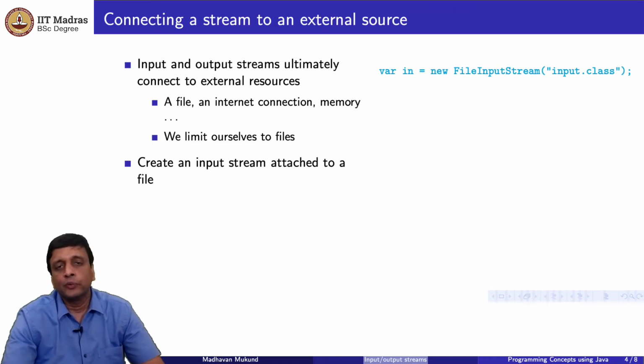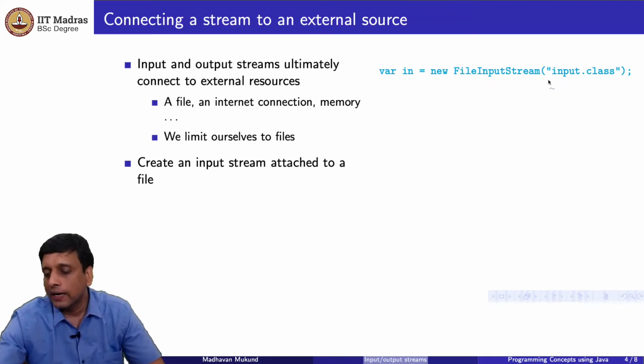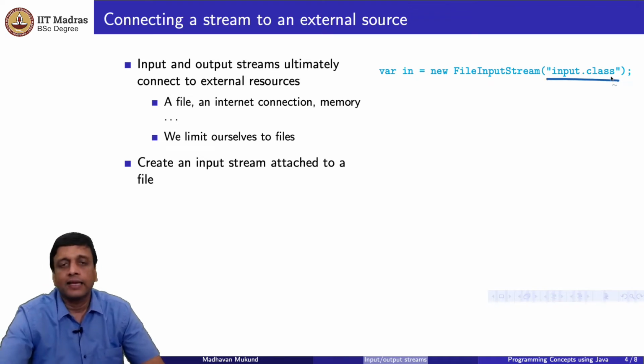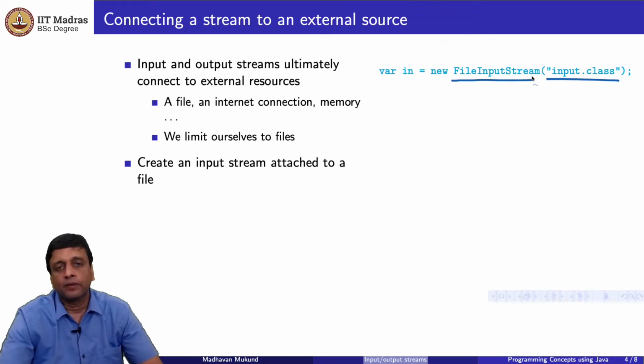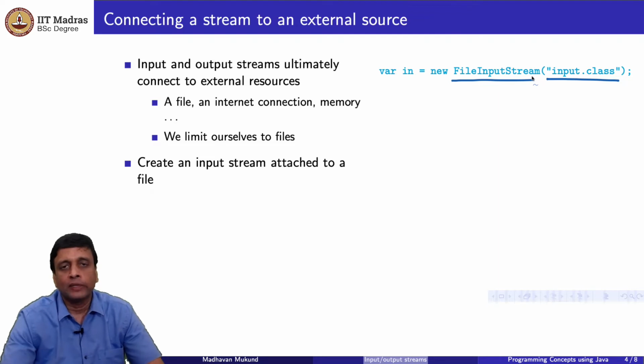So here is how you would construct an input stream attached to a file. You pass as a string the name of the file. In this case, it's just a simple name, but you could give a path where it could find it on the disk on which your program is running. And then you ask for a new file input stream which opens to that file. So basically, henceforth, this input will take input from that file. And of course, it will be assigned to this variable which we have called in.